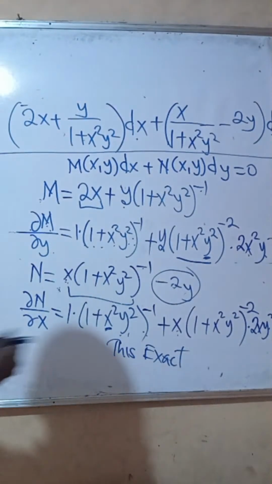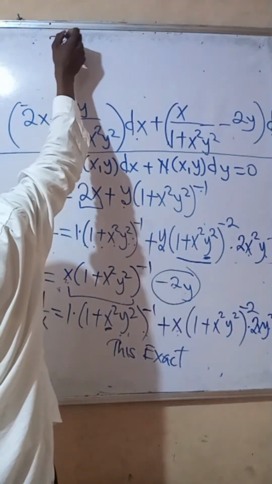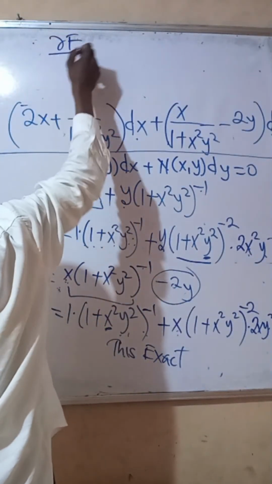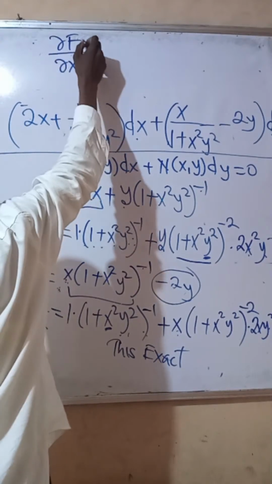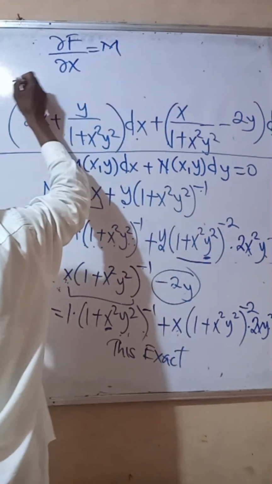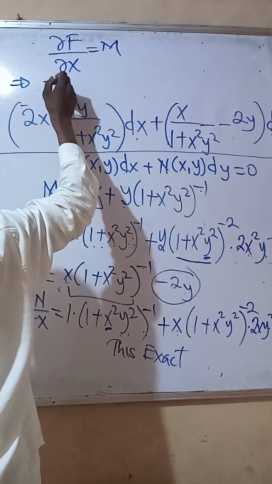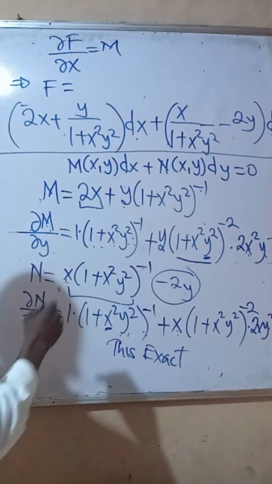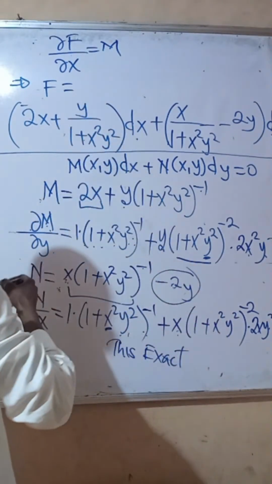Exact. We're going to use any of these: partial differential of f with respect to x is equal to m. And this will be equal to, integrate both sides. F will be equal to the integral of m.